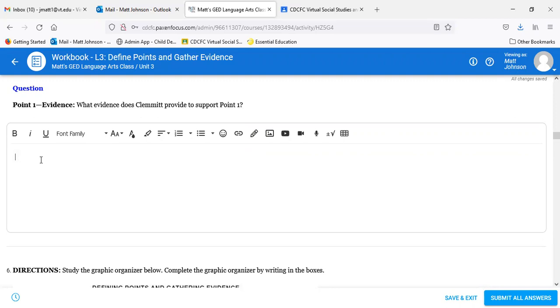How about we just go with this? So we'll say Clement provides reasons like the failure to learn multitasking. Yeah. Continuous partial attention. Yeah. And sleep disruption, right? That was the other big point. A reason, right? That was the reason.